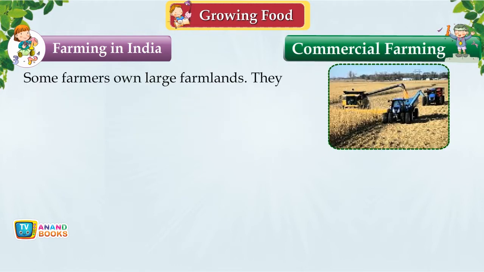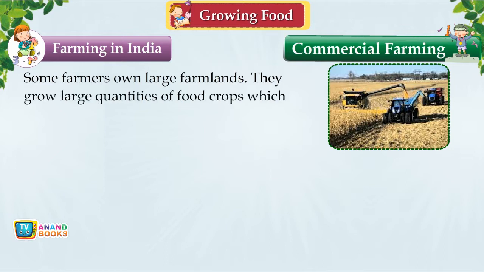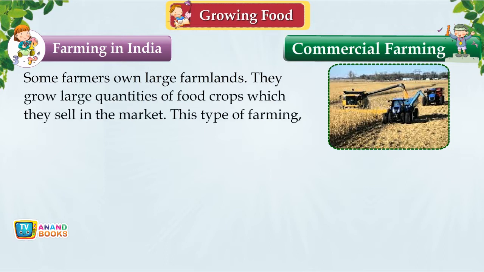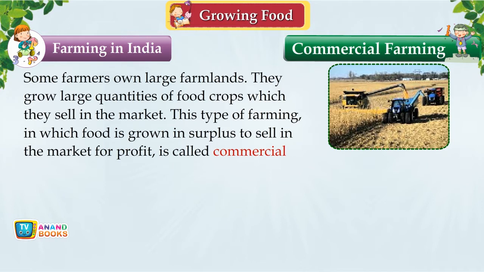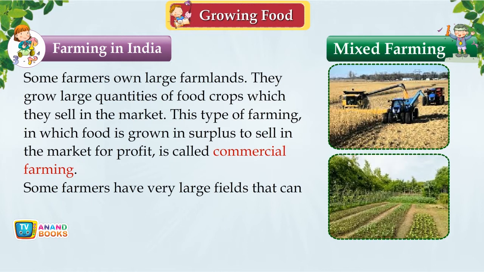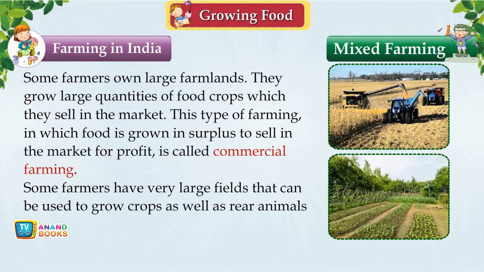Commercial farming. Some farmers own large farmlands. They grow large quantities of food crops, which they sell in the market. This type of farming, in which food is grown in surplus to sell in the market for profit, is called commercial farming.